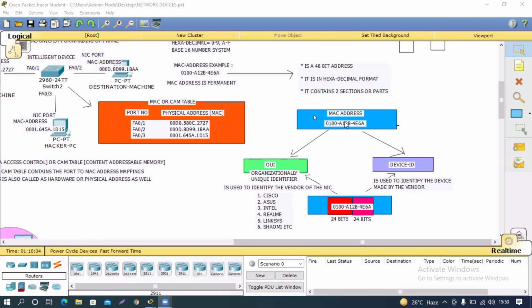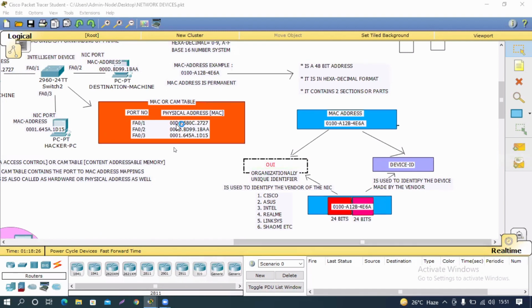0100, exactly half of this address. 0100, then A1. Up to here, you are having the 24 bits. This belongs to OUI. And this one you are having, right? 2B4E6A. This particular portion belongs to the device ID. So how exactly can you find out the OUI?